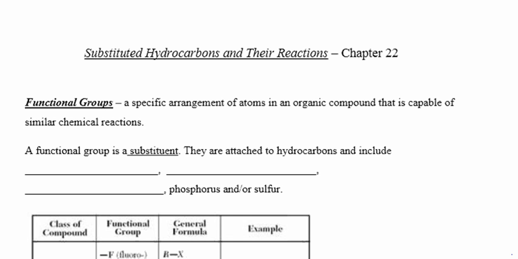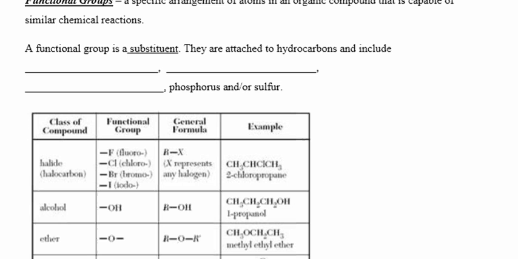Hi everybody, this is chapter 22, and although the name seems kind of complicated, we're just going to be naming organic compounds that have something in them besides carbon and H's. These other things are called functional groups, which is just an arrangement in an organic compound that's capable of similar chemical reactions. So they behave similar to each other.